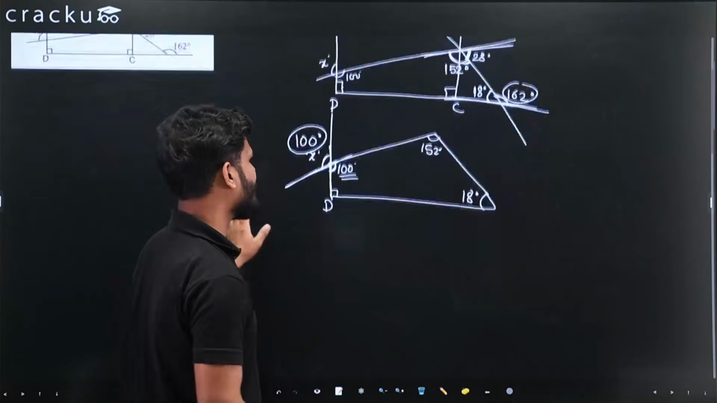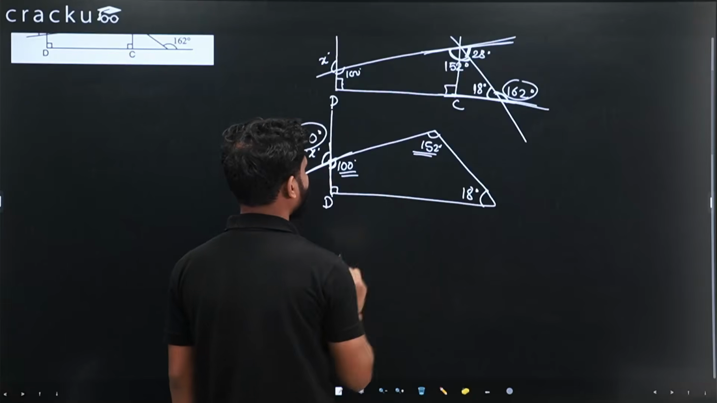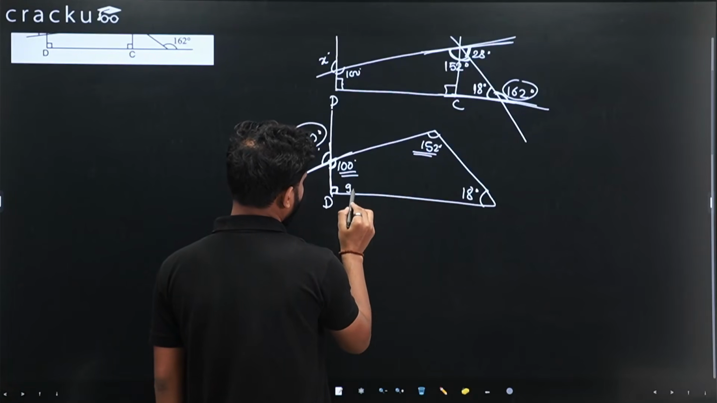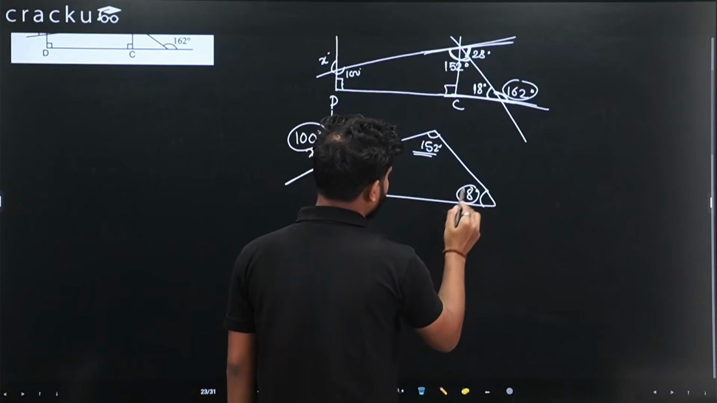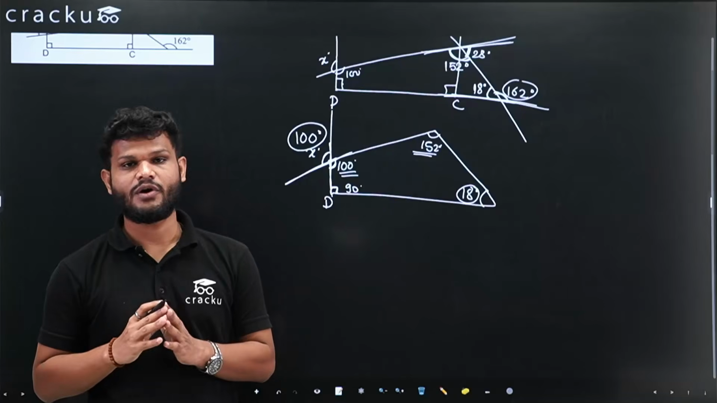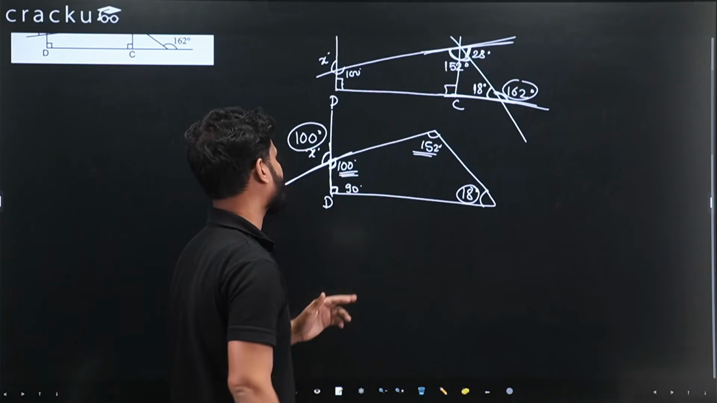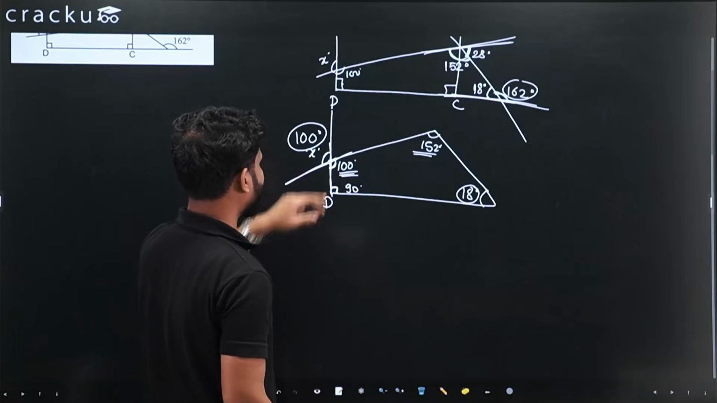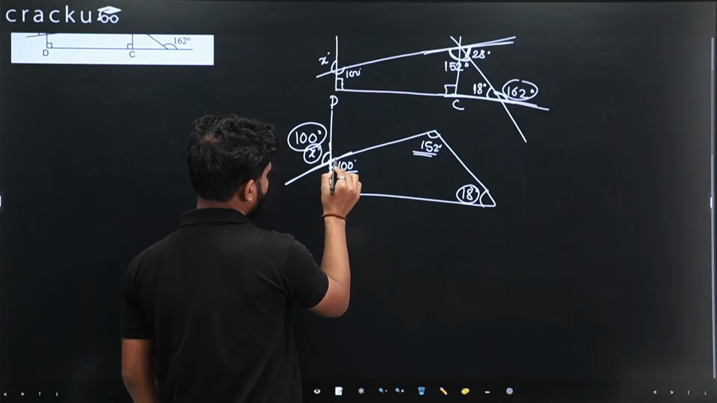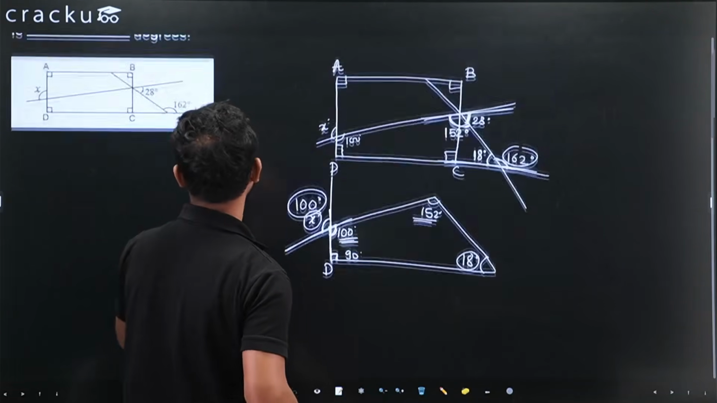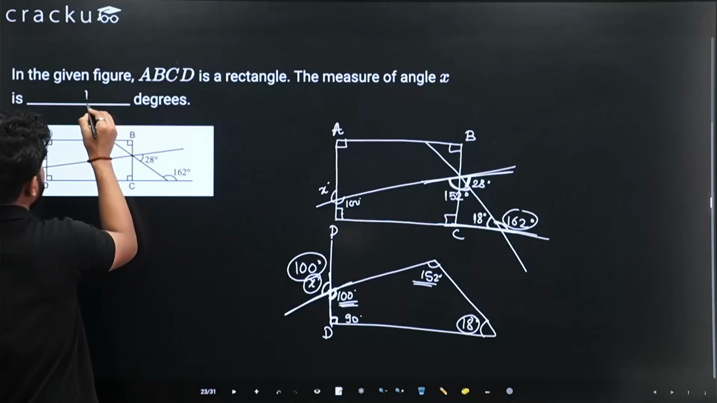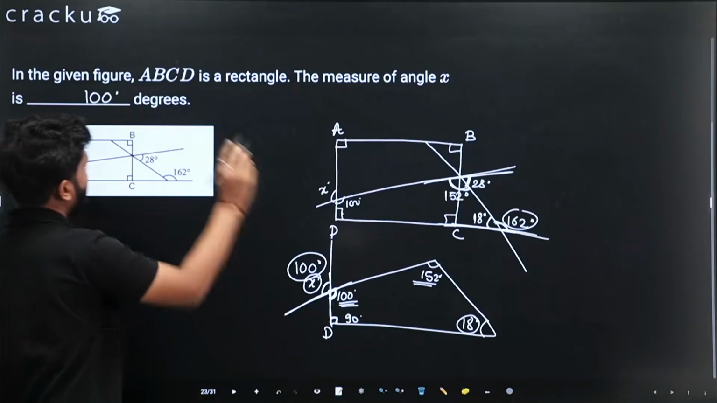How did it come 100? We knew this is 152, this is 90 degree, and this is 18 degree. Sum of all angles of a quadrilateral is 360 degree. So from that we got the fourth angle as 100, and these two lines are intersecting, and this is x. So these two are opposite angles, hence it will also be 100. So the answer to this question will be 100 degrees.